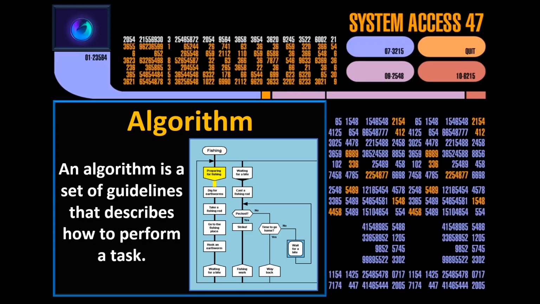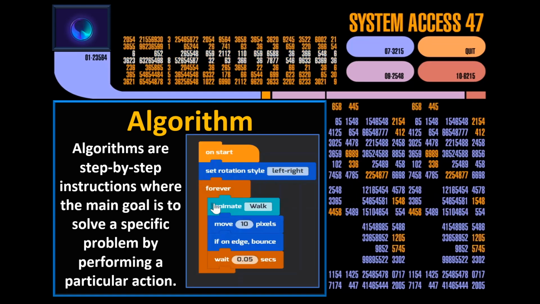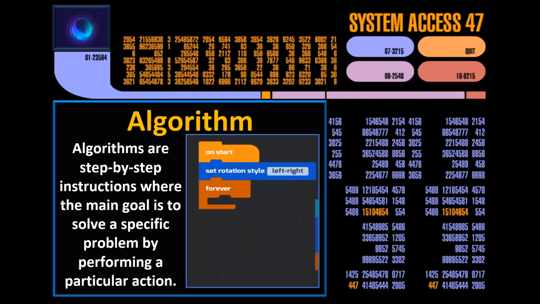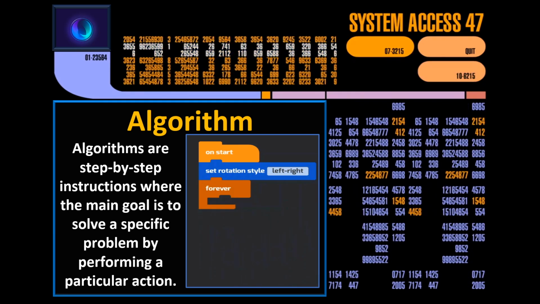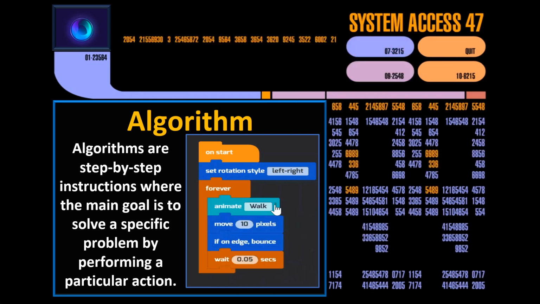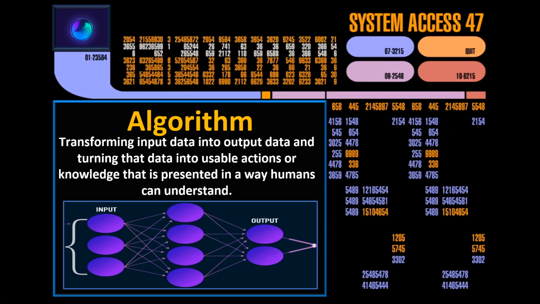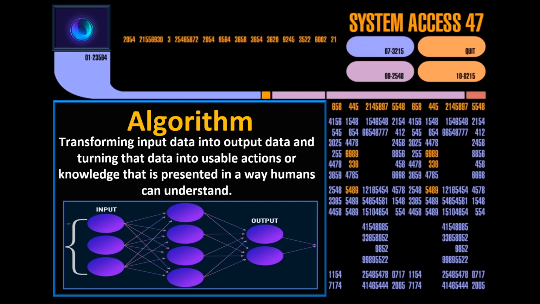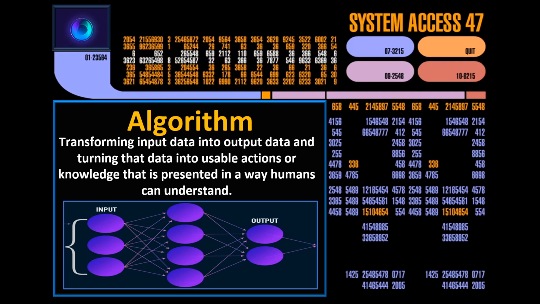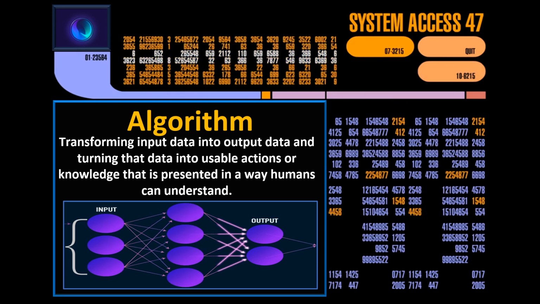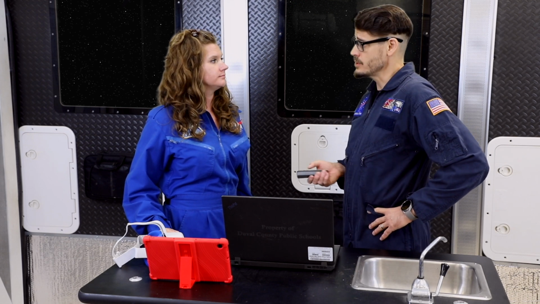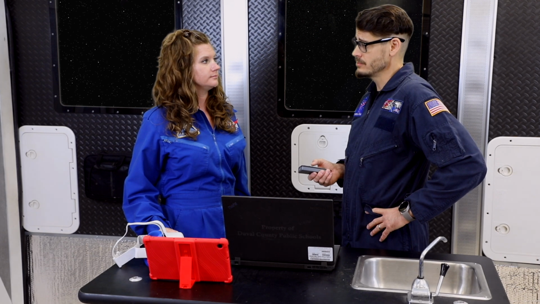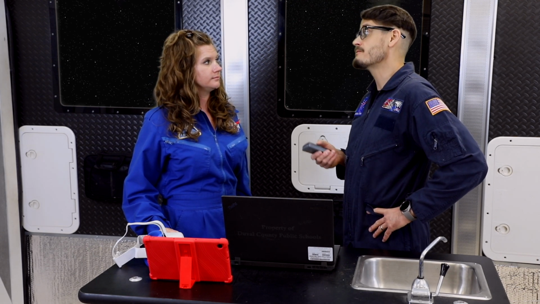An algorithm is a set of guidelines that describes how to perform a task. Algorithms are step-by-step instructions where the main goal is to solve a specific problem by performing a particular action. In programming, these steps involve transforming input data into output data and turning that data into usable actions or knowledge that is presented in a way humans can understand. That's right, Aurora. And in this case, the inputs are the signals and data that are received by the system, and the outputs are the signals and data that are sent from the system.